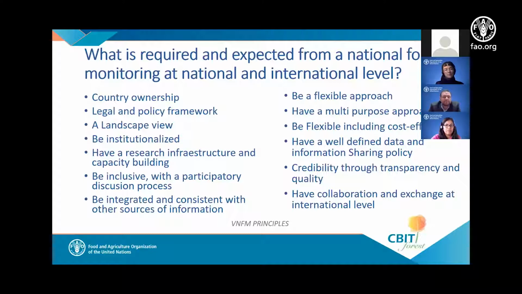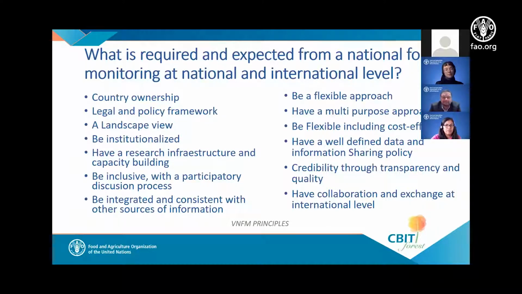In order to be sustainable in the long term, it needs to be institutionalized and have the human and financial resources available to be implemented. Forest monitoring has to have a flexible approach because it is an evolving process, and needs to have clear collaboration with research, infrastructure, and capacity building.